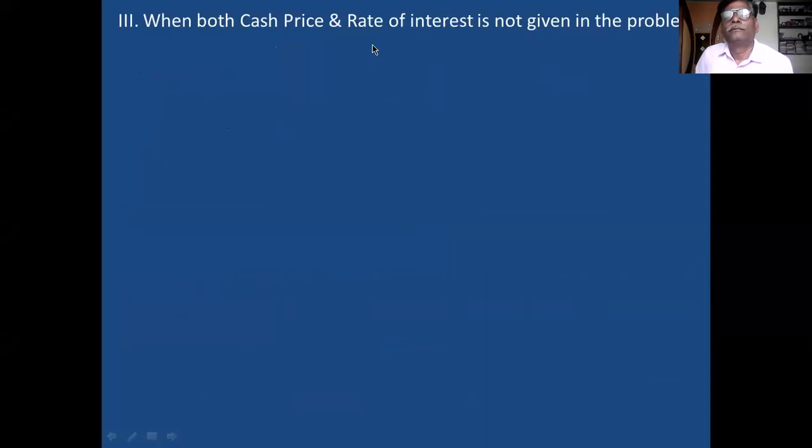And third method. Come to the third method. What is the third method? In the first method, cash price and rate is given. Clear? Second method, cash price is not given. Come to the third. What happens here? When both cash price and rate of interest is not given. Cash price is not in the problem. Rate is also not in the problem. Cash price and rate of interest both are not given in the problem.